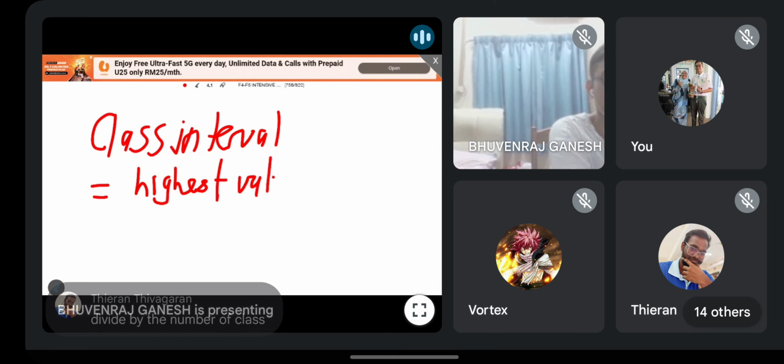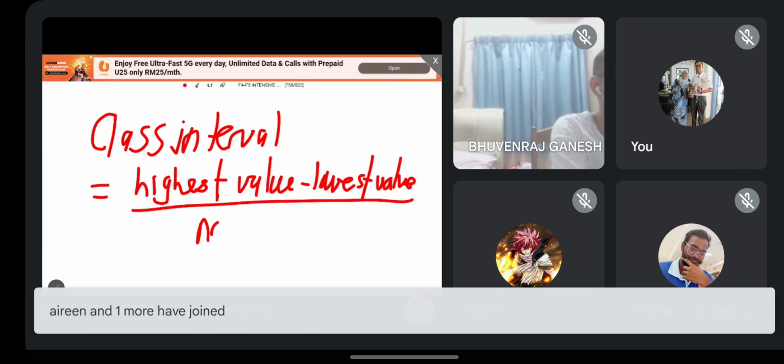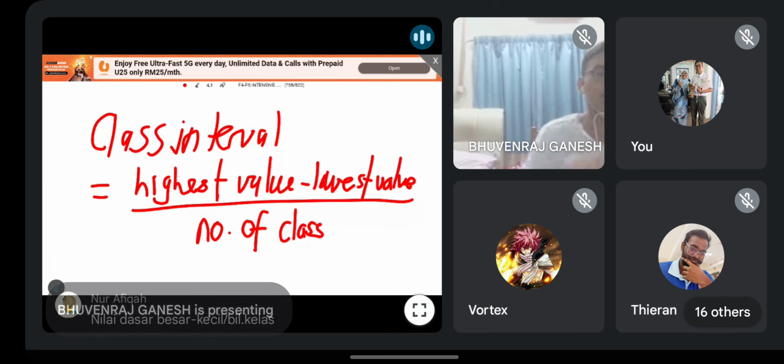Ada satu lagi perkara guys. Highest minus lowest, very good. Divide by the number of class, betul. Bagi dengan jumlah class yang kamu nak. Okay? Divide by number of class.